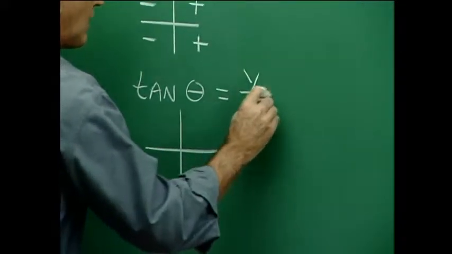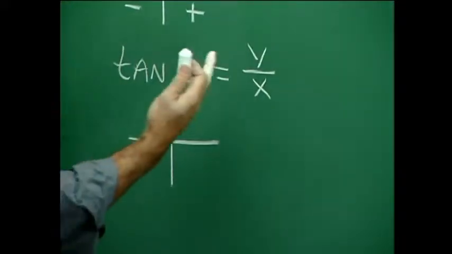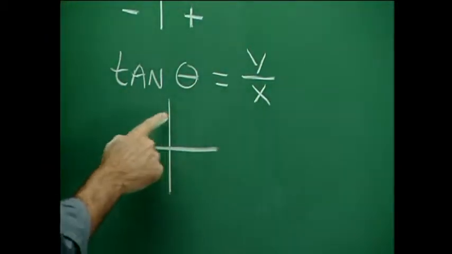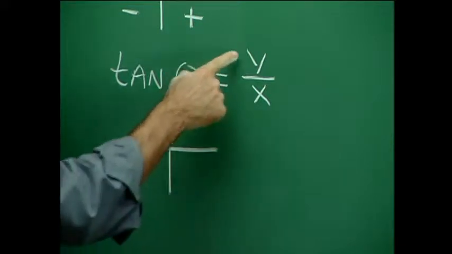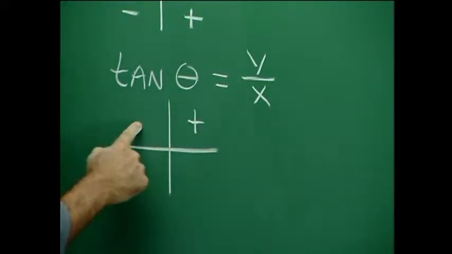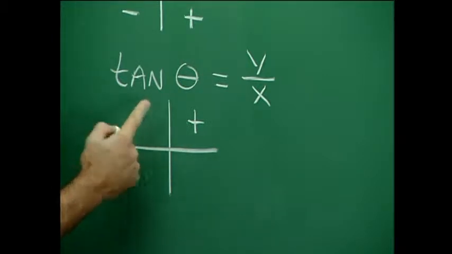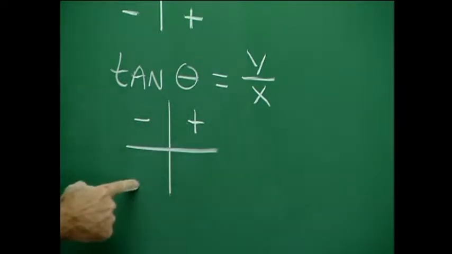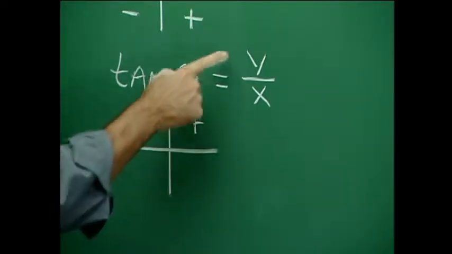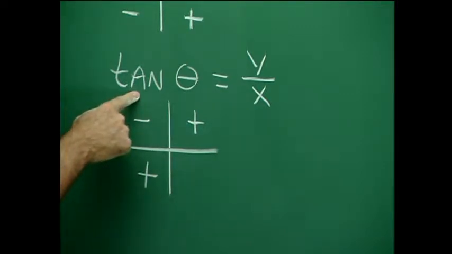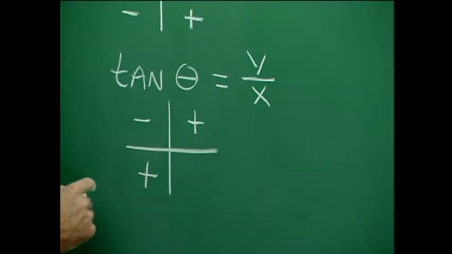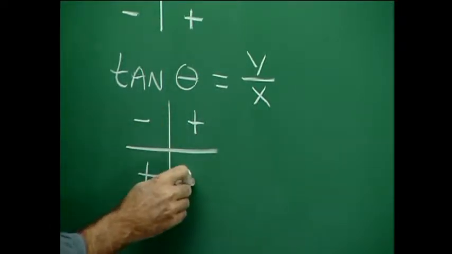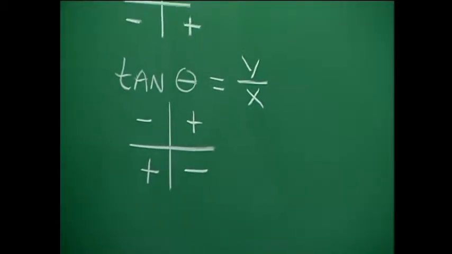Okay, so we have y over x, and now we have the sign of both y and x to consider here. In the first quadrant, both x and y are positive, so this fraction will be positive. In the second quadrant, x is negative, but y is positive. A sign difference, so tangent, because it's that ratio, is going to be negative. In the third quadrant, both x and y are negative. Negative divided by negative will be positive for the tangent of a theta that falls in this quadrant. And in this quadrant, x is positive, y is negative. We have a sign difference, and therefore the tangent of theta will be negative in the fourth quadrant.